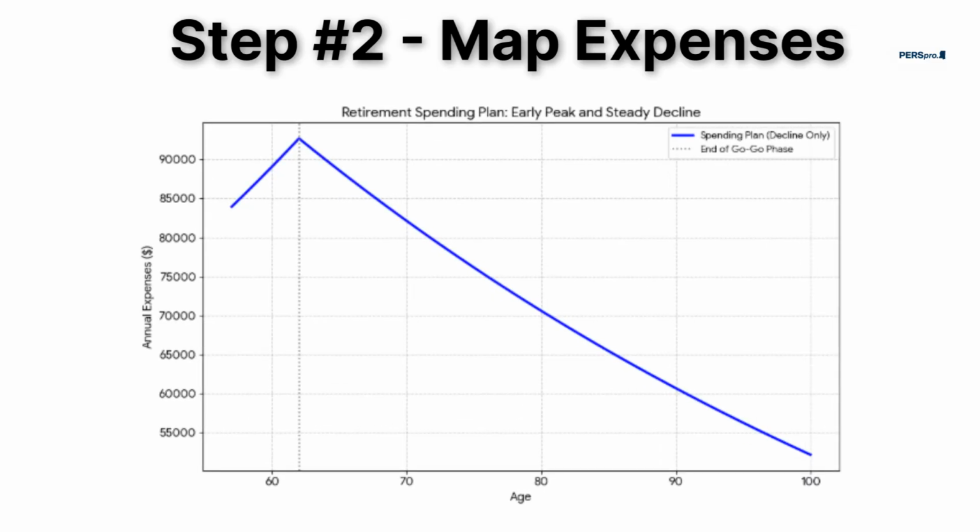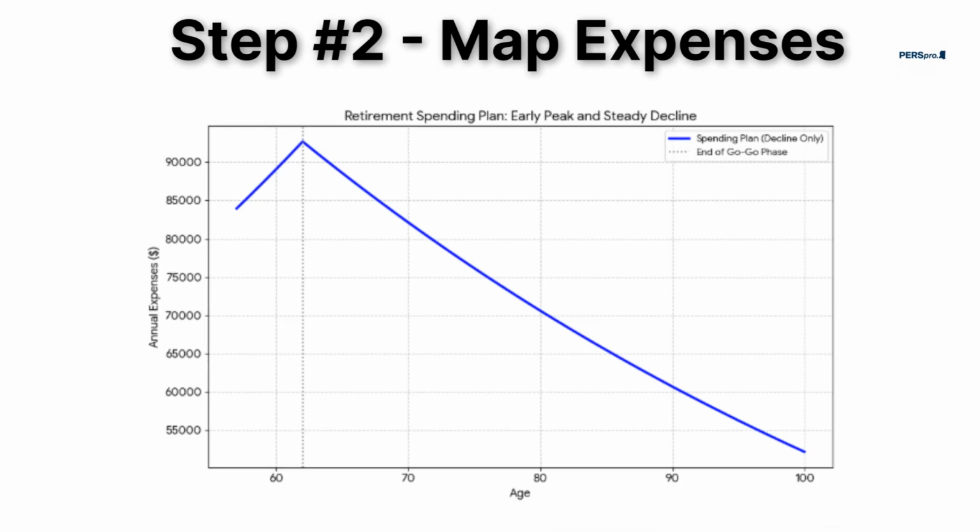Let's look at some charts that help show 2 common retirement spending patterns through the go-go, slow-go, and no-go years. The first chart visualizes the early peak and steady decline model. As you can see in this first chart, your expenses may peak during the first 5 years of retirement as you pay off that debt or travel, but they then steadily decline as your lifestyle becomes more localized and you enter your slow-go years.